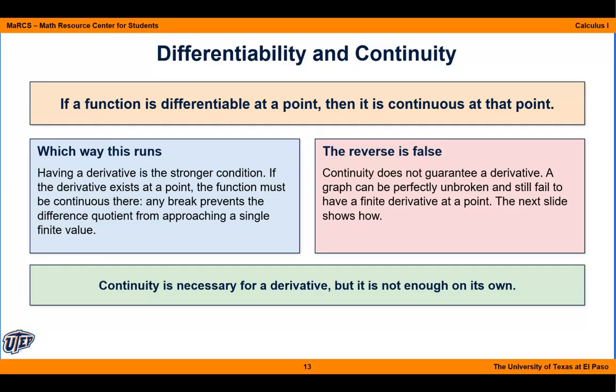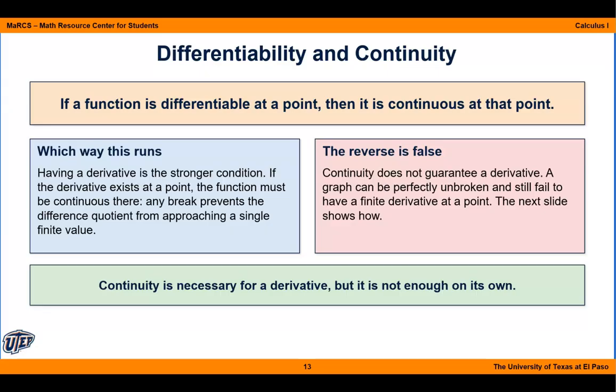Differentiability and continuity. We will now connect differentiability with continuity. If a function is differentiable at a point, then it must be continuous at that point. In other words, the existence of a derivative guarantees continuity. A break in the graph prevents the nearby secant slopes from approaching one finite number, so a derivative cannot exist at a point where the function is not continuous.